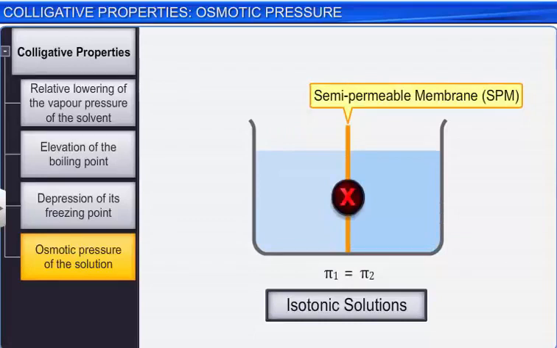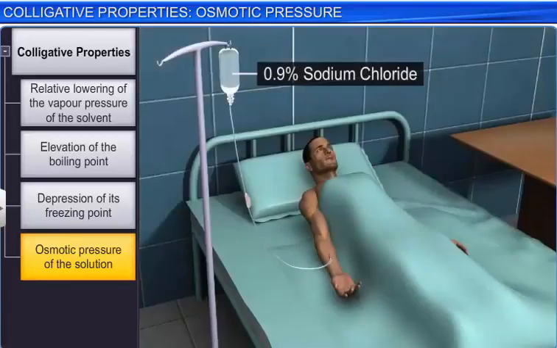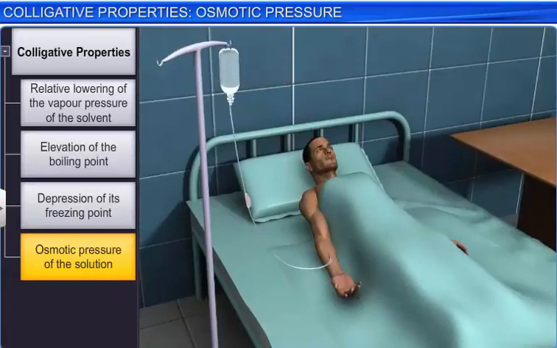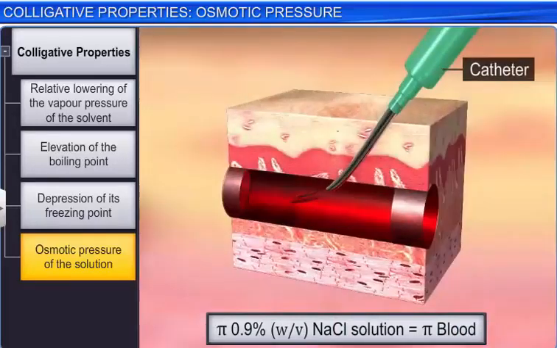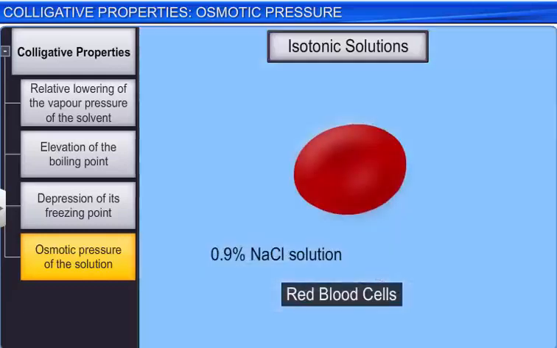It is because of this reason that in an intravenous injection of 0.9% mass by volume sodium chloride solution, called normal saline solution, is used, since it is isotonic with the fluid inside the red blood cells.